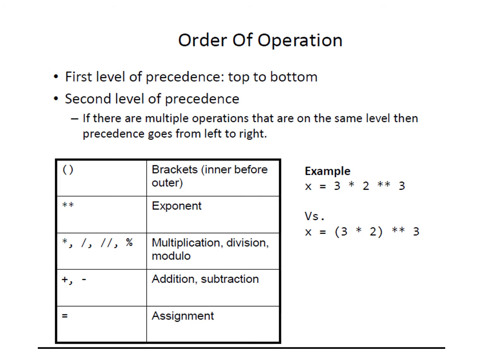So, order of operations. The first level of precedence is from top to bottom. And then the second level of precedence, if there are multiple operations on the same level, then the precedence goes from left to right. So brackets, then exponent, multiplication, addition, and assignment. For this example, x equal to 3 times 2 exponent 3, versus x equal to 3 times 2 in brackets exponent of 3. For this one you need to solve the exponent first because the precedence is higher for exponent than for multiplication. So you solve this and then multiply. However, for the one with the brackets, you solve the brackets first, then exponent 3.